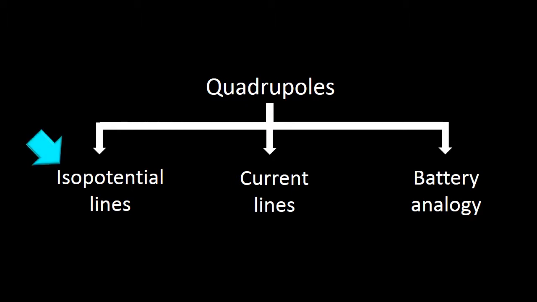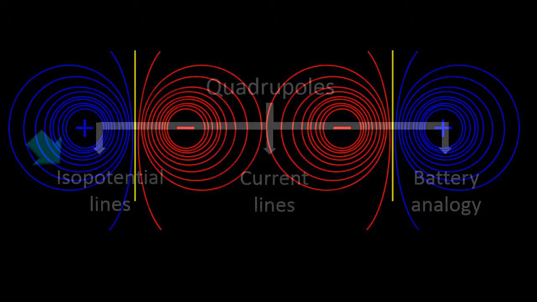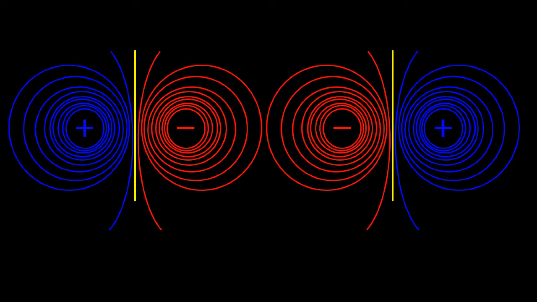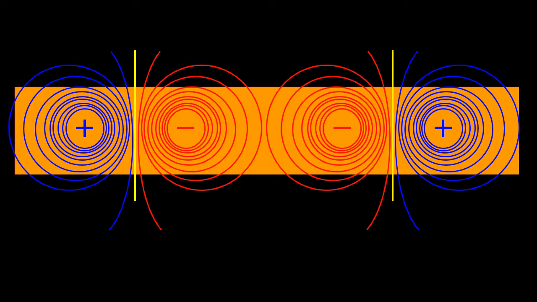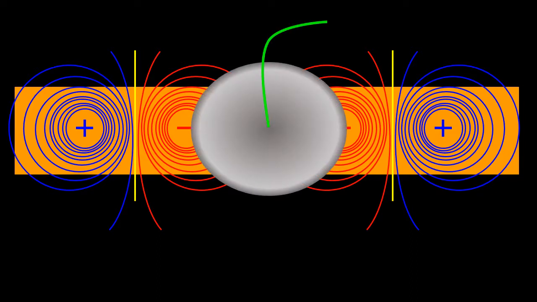I will start explaining isopotential lines in relation to quadrupoles. Isopotential lines can represent a quadrupole as depicted in this frame. In this new frame, the caramel rectangle that I have just introduced represents the nervous system structure generating the quadrupole. The gray circle now introduced represents an electrode capturing the isopotential lines.